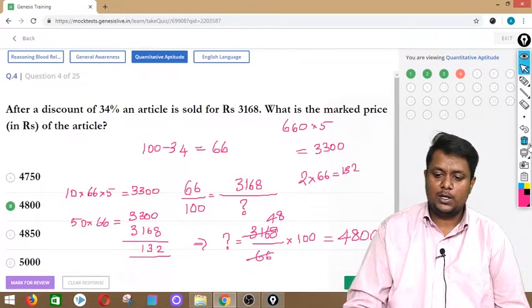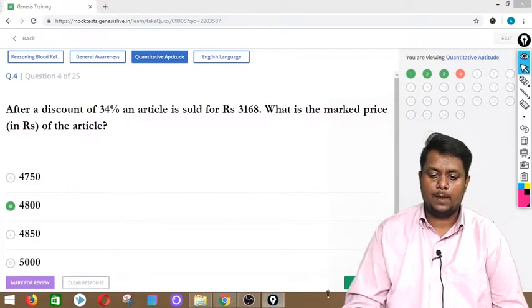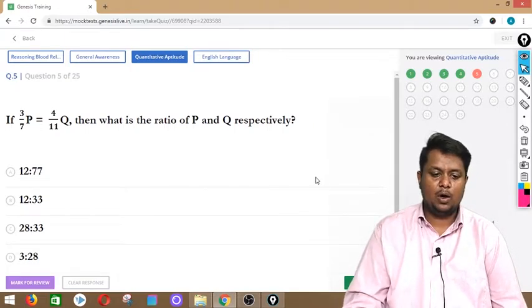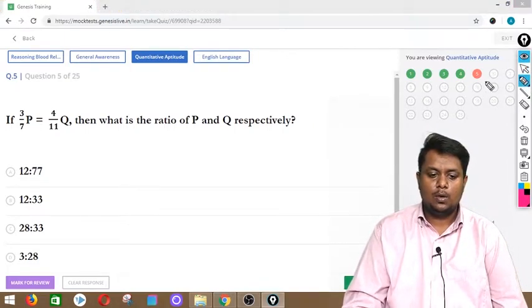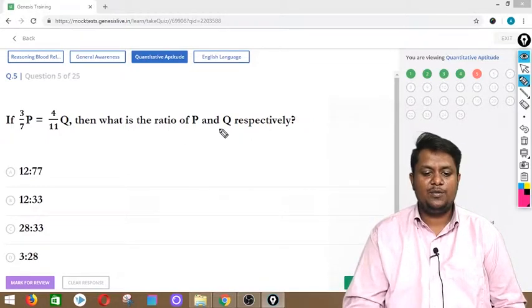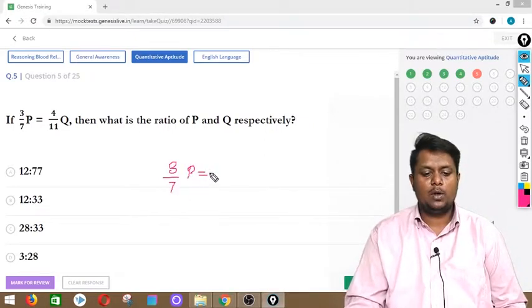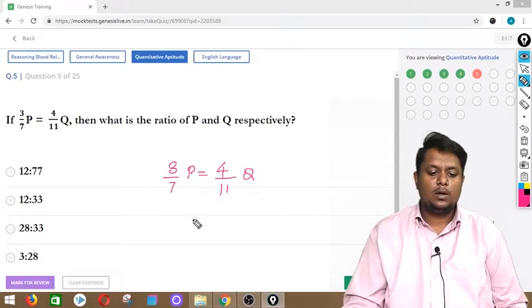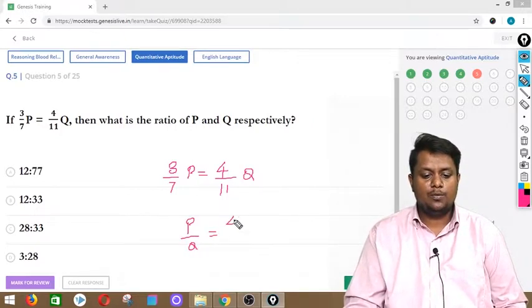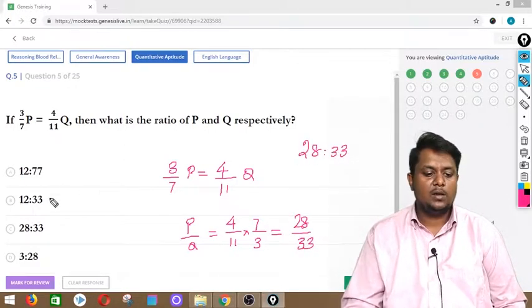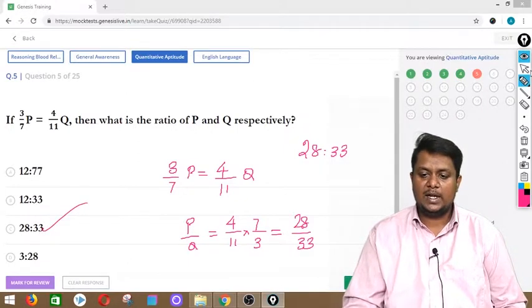Now, I hope you understood. Let us go to the next question now. This is question number 5. If 3/7 of P is equal to 4/11 of Q, then what is the ratio of P and Q respectively? Now, 3/7 of P is equal to 4/11 of Q. P by Q is equal to 4 by 11 into 7 by 3, which is 28 by 33. So the ratio is 28 is to 33. We have to mark option C as the right answer.